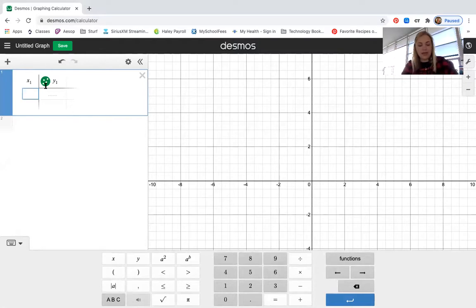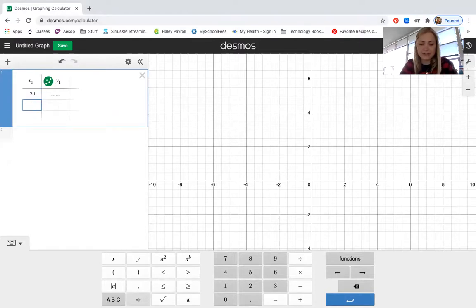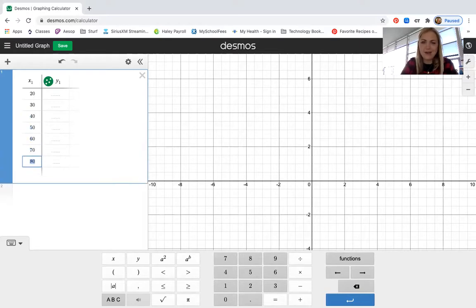So I'm going to put age along the X numbers. So I'll start with 20, and then if you push enter, it'll take you down to the next one. Then we have the 30-year-old. Oh, wow, I didn't know that it does this. Do you see how it put in 40, 50, 60, 70, 80? What? Desmos, thanks for loving me.